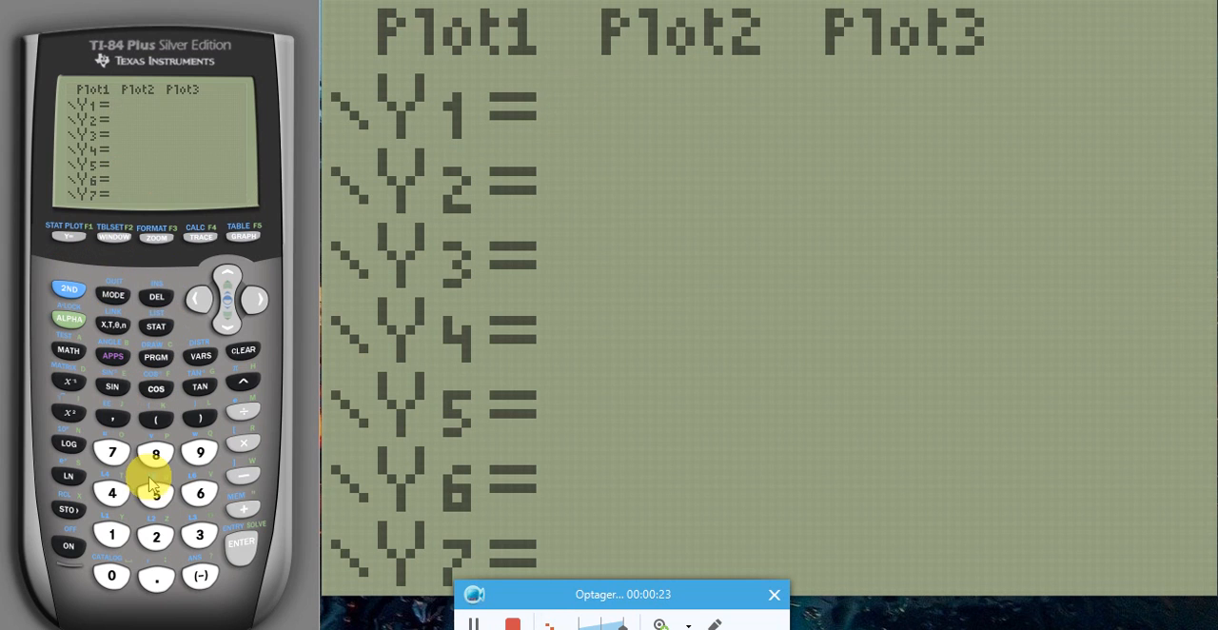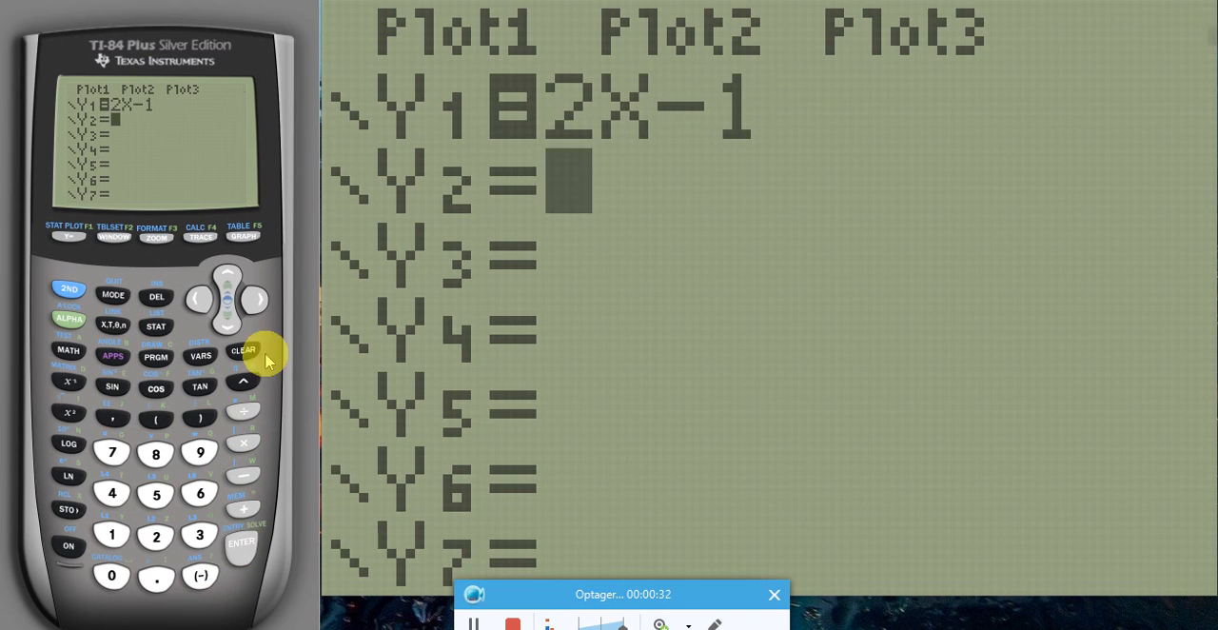So let's say that the first one is a simple linear. It could be 2x minus 1. Let's say that the next one is x squared plus 1. So what I will do is that instead of x, I'll write the y1. I'll enter the y1 as the x. So when x squared plus 1, that means it would be y1 squared plus 1.